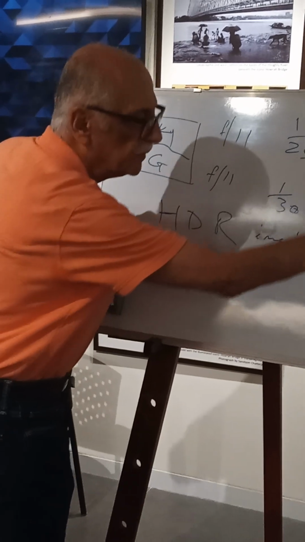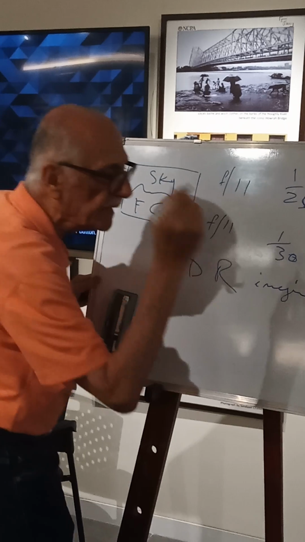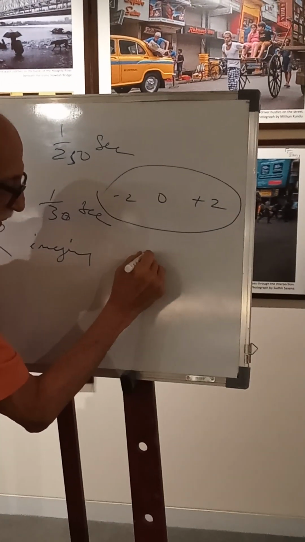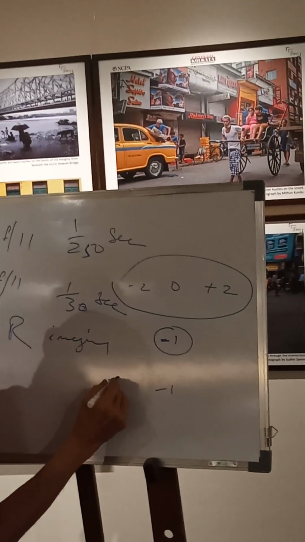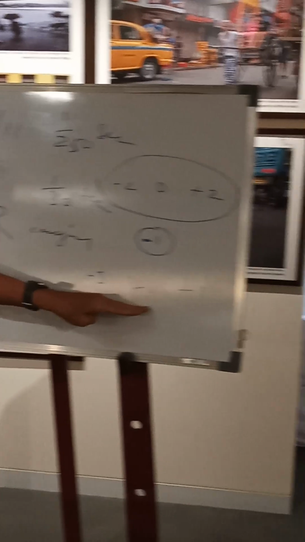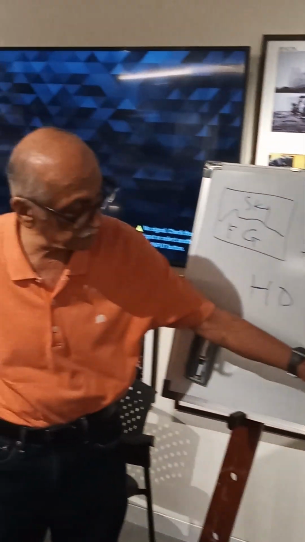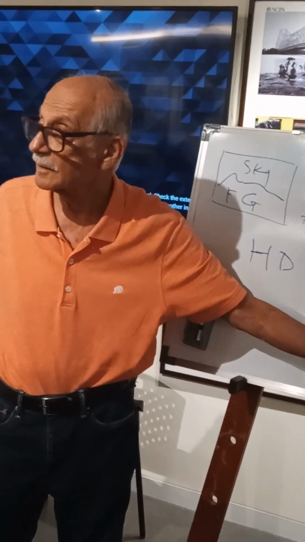I set my camera's bracketing to -2, 0 and +2, but I set my exposure compensation to -1. So what happens? Your 0 becomes -1, -2 becomes -3, and +2 becomes +1. Isn't it? Now, with this, I find that the highlights will remain correct, shadows come extra, middle tones come correct. So I shoot this way.